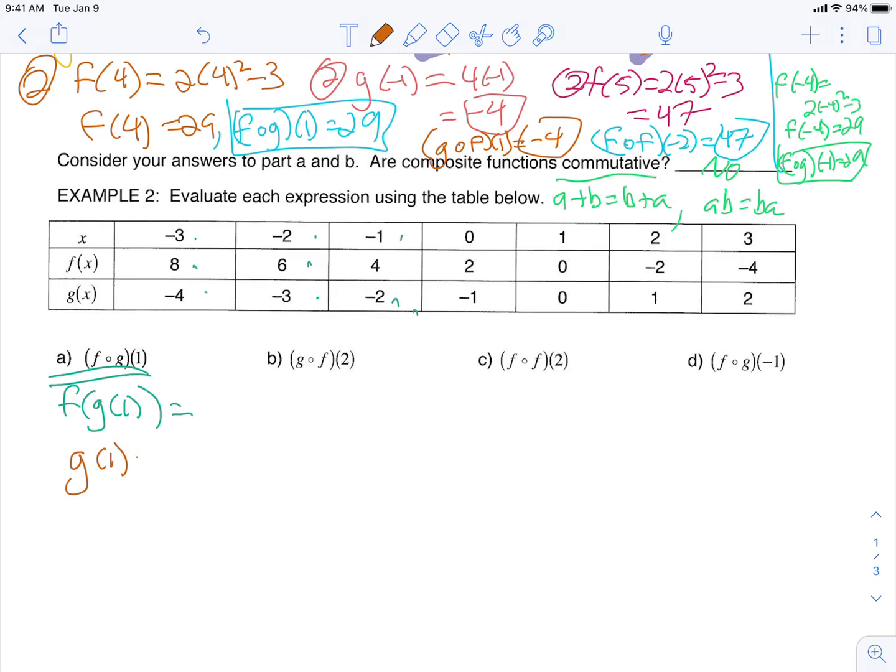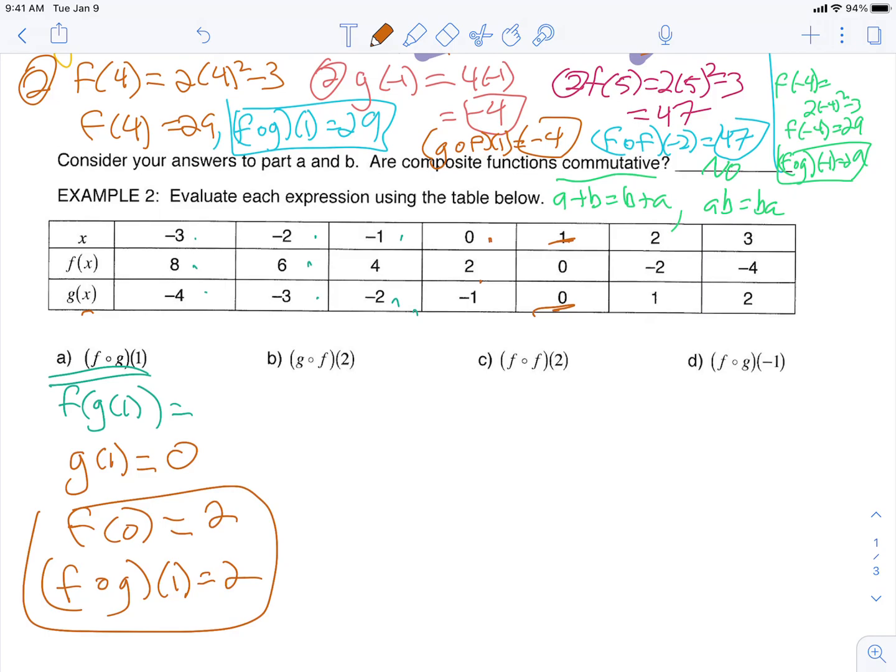So first, what is g of 1? Well, here's when x is 1, and here's g of 1. So that means g of 1 is 0. And now we find f of 0. Well, here's 0 and here's f, so that's 2, which we put all together. f of g of 1 is equal to 2.